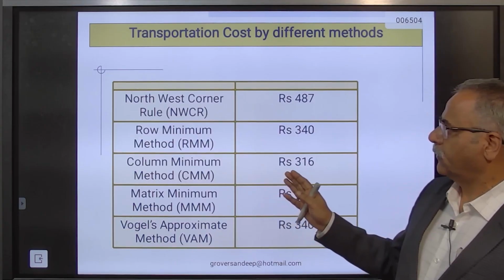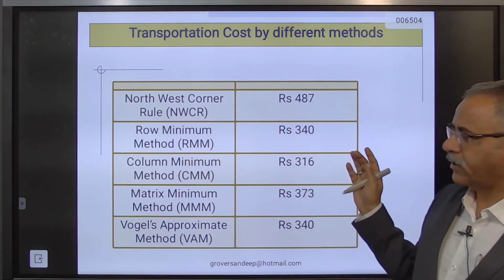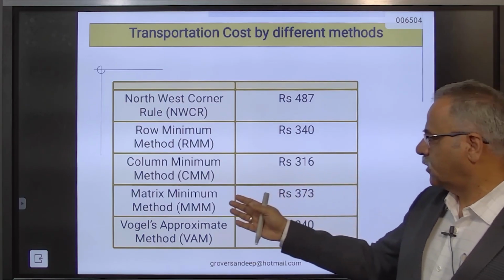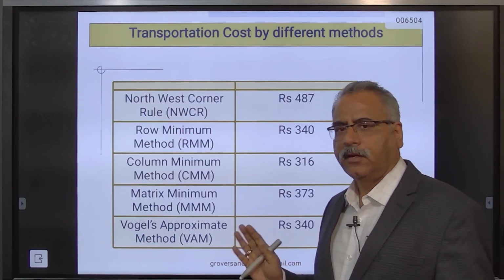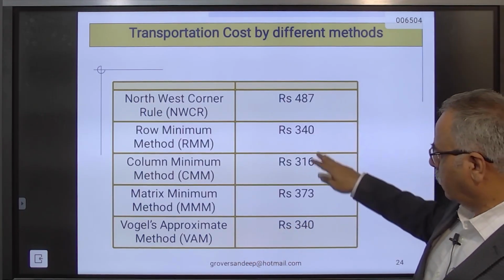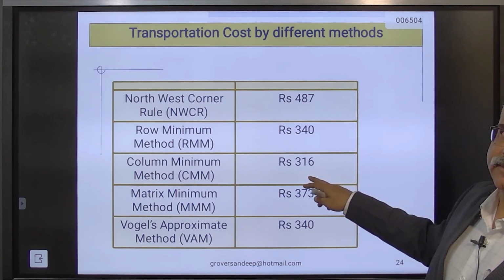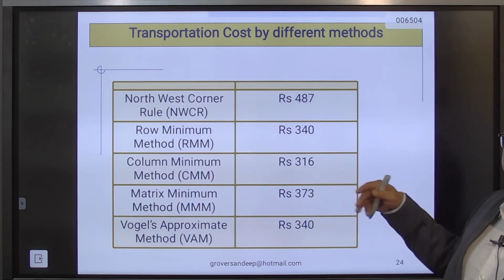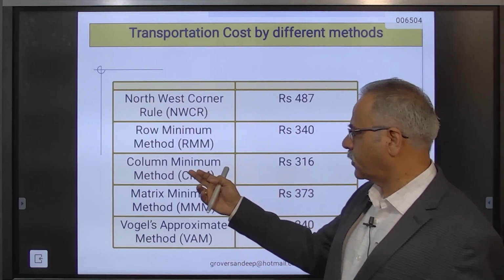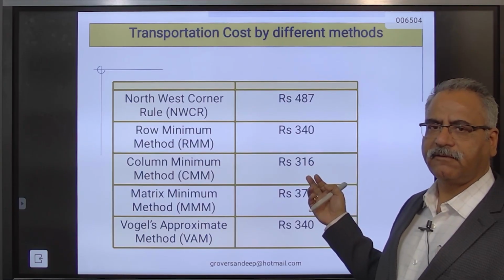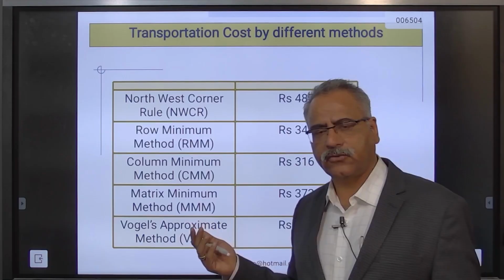So, if you recall, with the northwest corner rule, I got a cost of rupees 487, by row minimum method 340, by column minimum method 316, matrix minimum method 373 and Vogel's approximate method 340. Now, if I see all this, one thing is sure that this is the best cost out of these only. So, if I want to actually check up my solution, I should take up the allocations by this method, that is the column minimum method in this case, and then check up with the test for the optimality whether that solution is optimal or not.